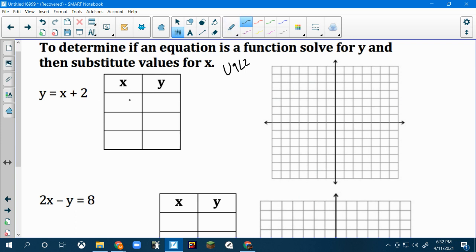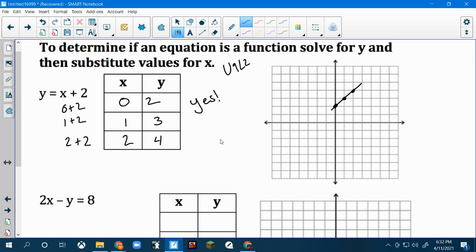So now all we need to do is pick some numbers. And I said in class, we're going to do easy numbers, 0, 1, and 2. 0 plus 2 is 2. 1 plus 2 is 3. 2 plus 2 is 4. Let's graph that. 0, 2, 1, 3, 2, 4. That looks like a function to me. What do you think? Of course, yes, it is a function.